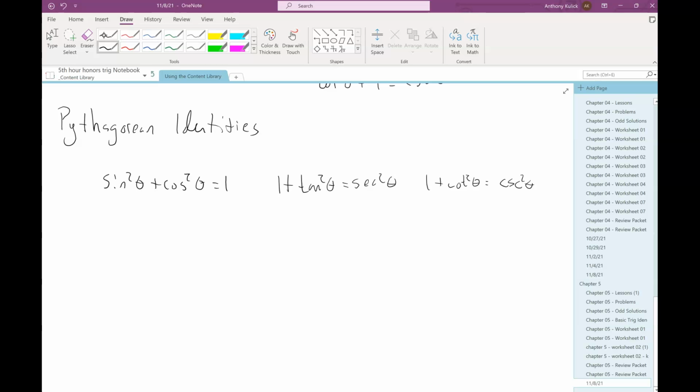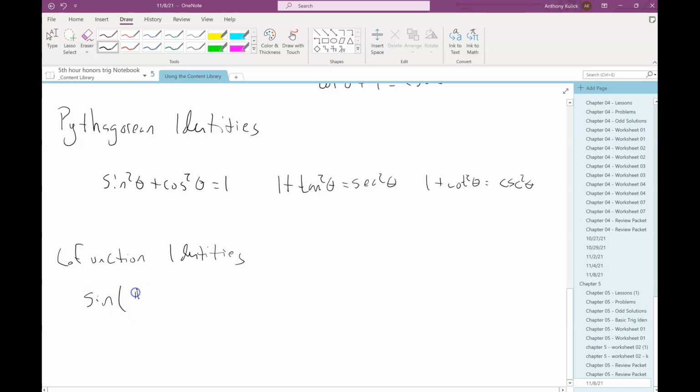Now, one other thing you might have noticed when looking at the unit circle, if I did sine of 30, I get 1/2. And if I do cosine of its complement, cosine of 60, I also get 1/2. You guys notice that on the unit circle? No? Well, that's something that's true. So these cofunction identities summarize that.